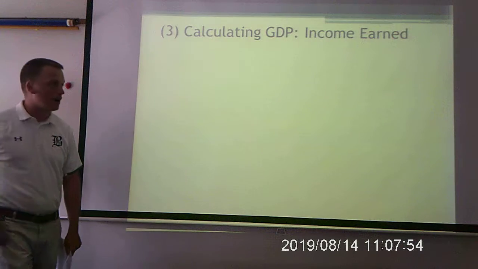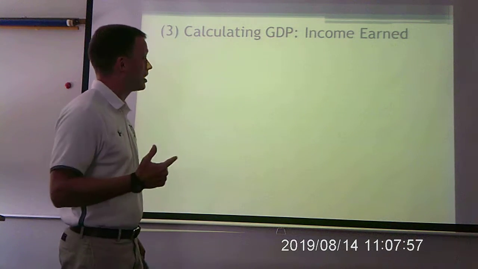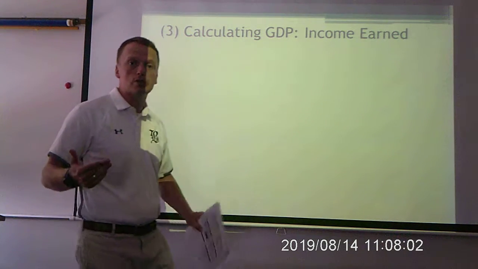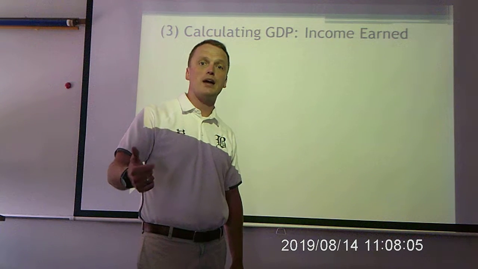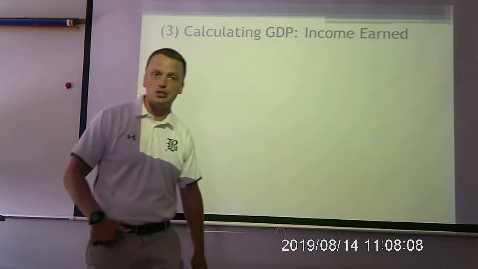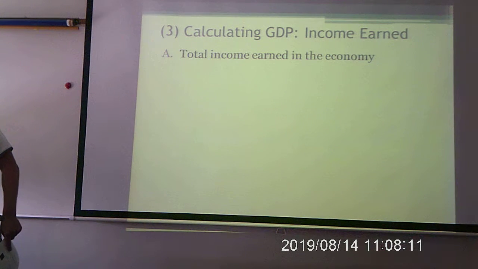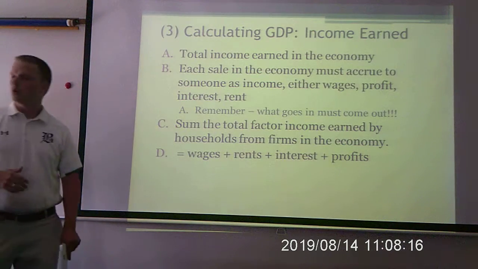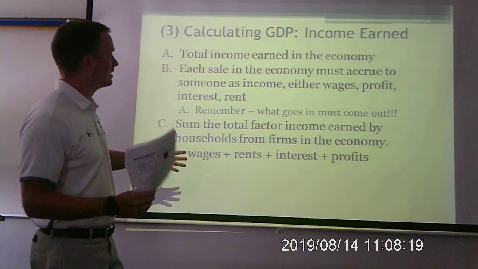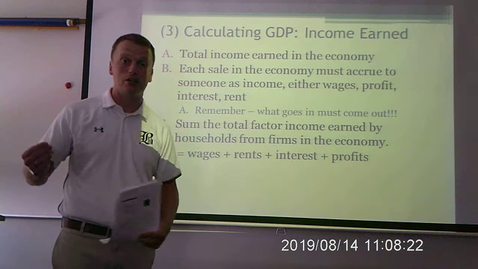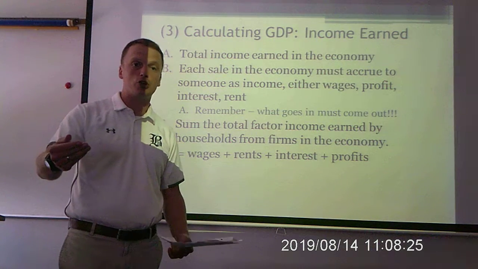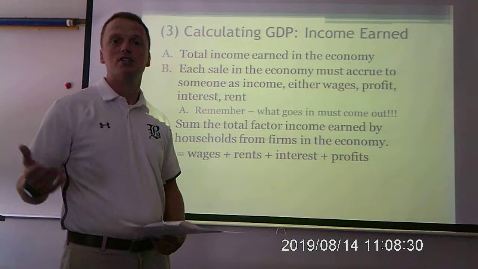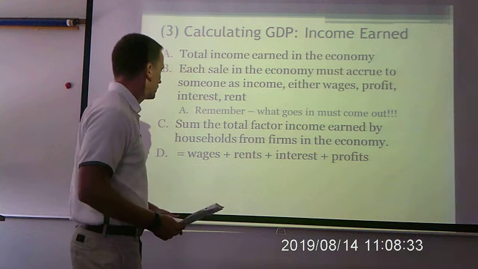Calculating GDP, you can also do this through income earned, and this isn't as typical. I'm mostly going to ask you guys how to do this with the formula. The formula is the most common way, the one we just went over about calculating GDP. Total income earned in the economy, each sale in the economy must accrue someone income, okay? So if Hollister sells a shirt, the money that they end up taking in is going to go towards someone, somewhere down the line's income, okay?